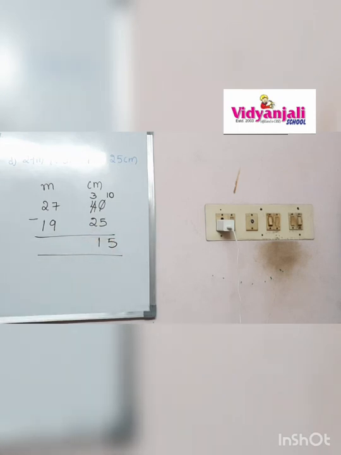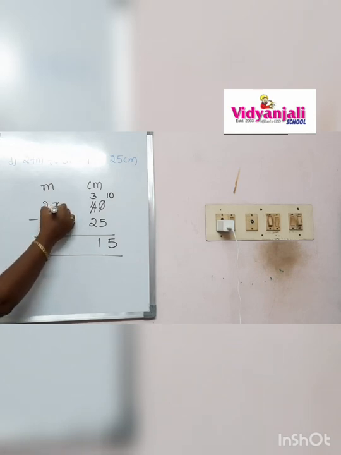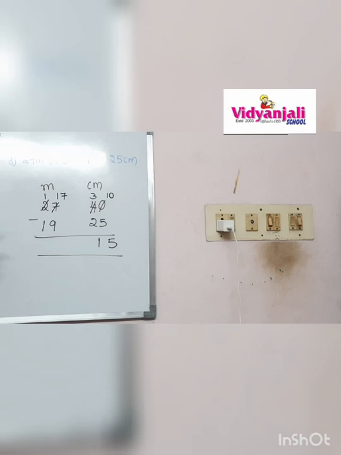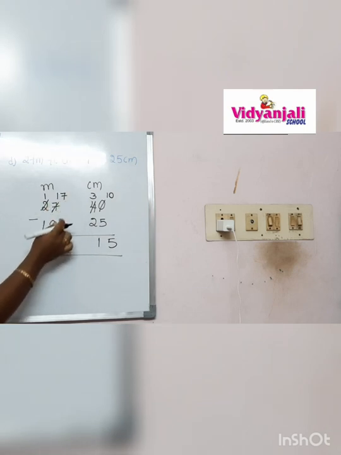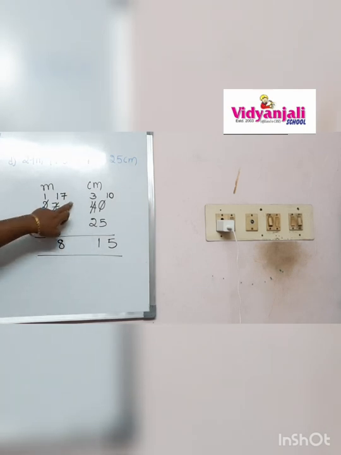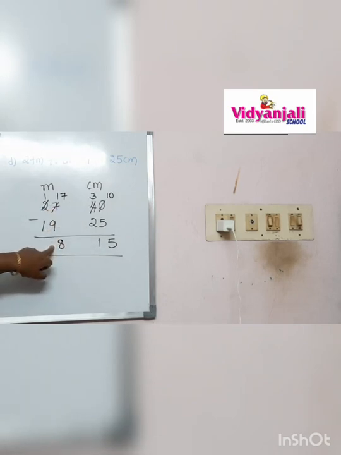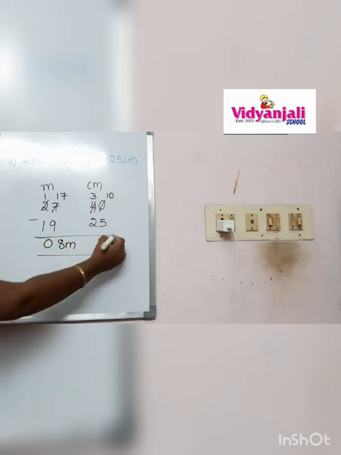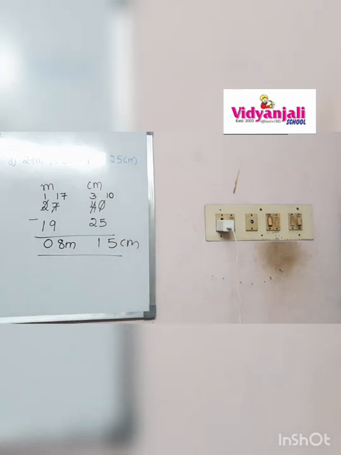Let's write 1. 7 minus 9. Is it possible? 7 minus 9 is possible, children? No. What you have to do? You have to borrow and 7 becomes 17. 2 becomes 1. 17 minus 9. What is 17 minus 9, children? How much? 8. Yes or no? 17 minus 9 is 8. Count from 9 until you get 17. You will get the answer 8. 1 minus 1. What is the answer? 0. So, therefore, the answer is 8 meters 15 centimeters.